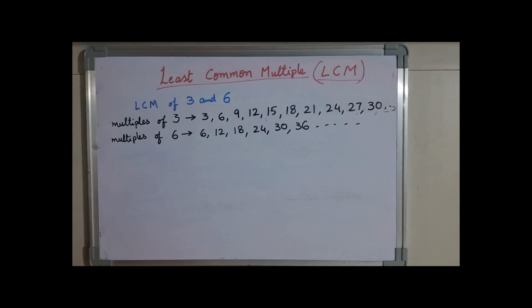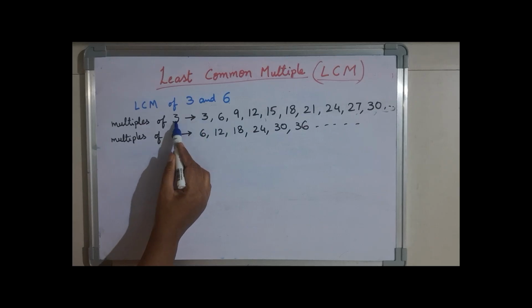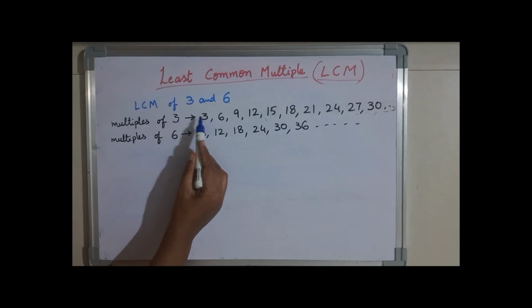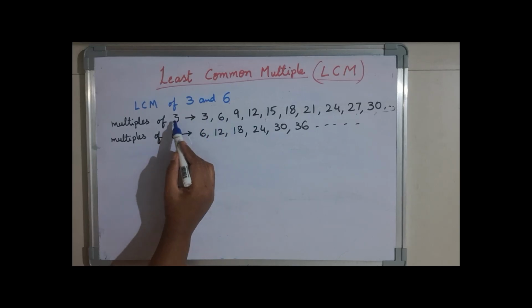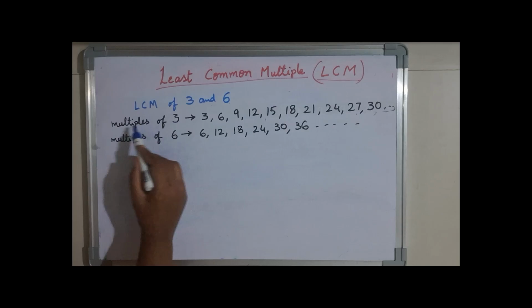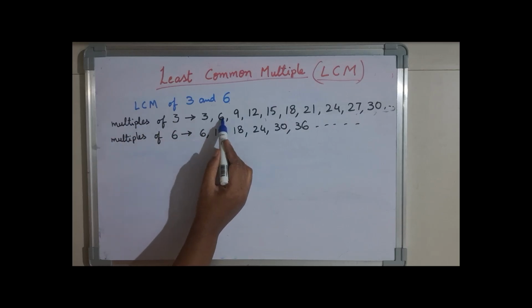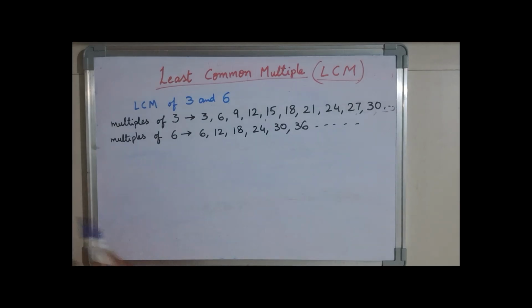So let us find the LCM of 3 and 6, children. Multiples of 3 we have taken. When 3 is multiplied by 1, we get 3. When 3 is multiplied by 2, we get 6. When 3 is multiplied by 3, we get 9, and so on. So the multiples of 3 are 3, 6, 9, 12, 15, 18, 21, and so on.